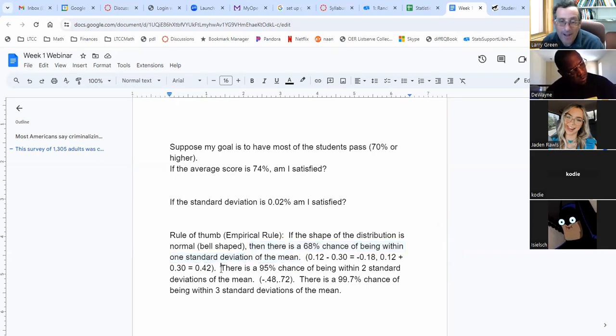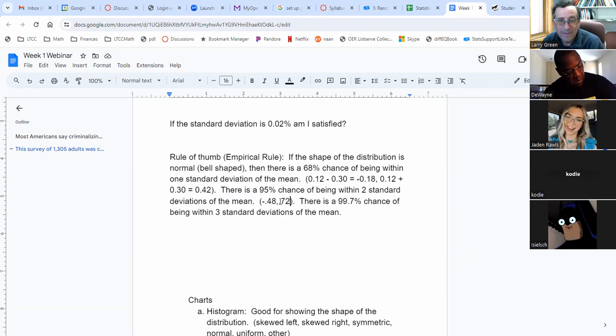There's a 95% chance of being within 2 standard deviations of the mean. And that's why people typically use 2 as the outlier, because 95% is most people, a vast majority. Do you see that?